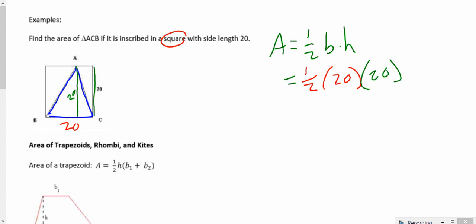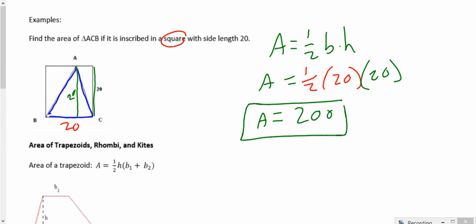We plug that in and we calculate that out, and our area will equal 200. And again, there are no units, so we'll just leave it at 200. And this ends video 2.